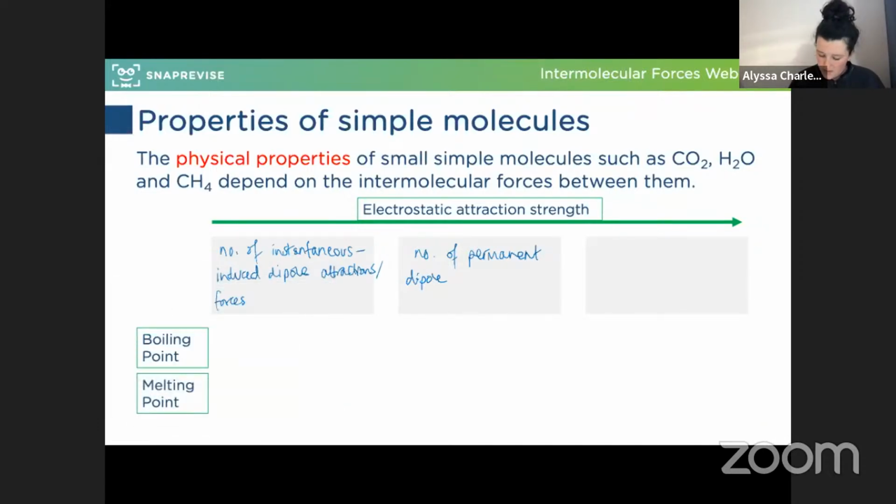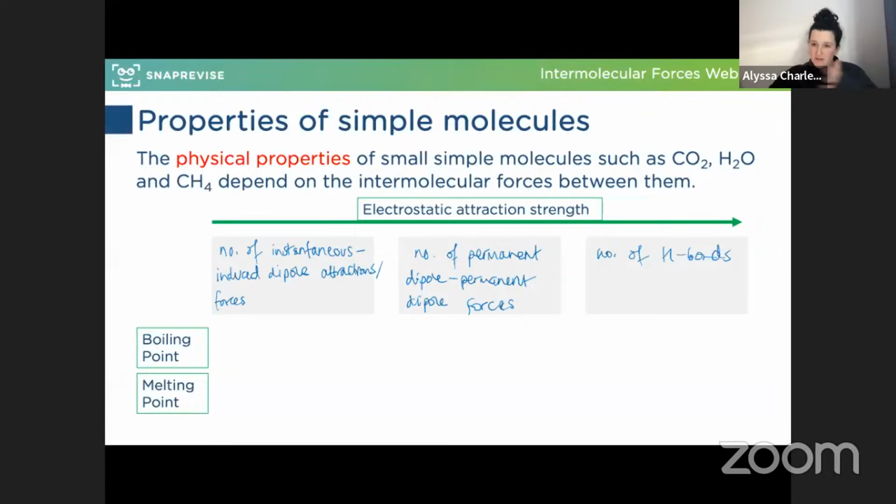The number of permanent dipole to permanent dipole forces and attractions, and again the number of hydrogen bonds. Again, I'm going to be lazy just because we're running out of time by putting H bonds. As we go across this scale, what happens to the boiling point and melting point?